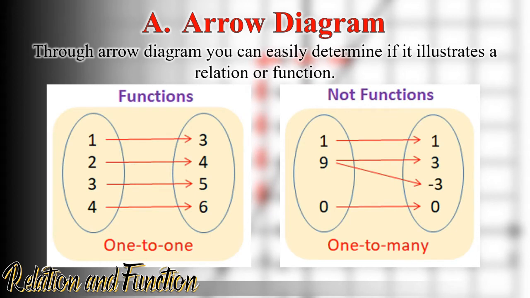In arrow diagram, you can easily determine if it illustrates a relation or function. So nakikita naman natin dyan, kapag function, we have one-to-one. Kapag not functions, we have one-to-many. Sabi nga kanina, masasabi daw natin na function ang isang illustration kapag hindi nauulit ang kanyang first element.